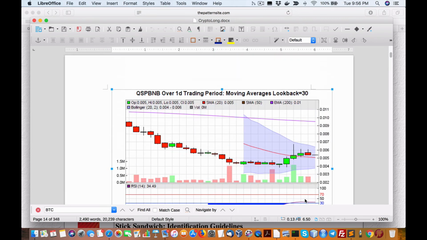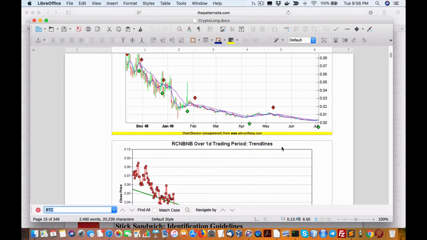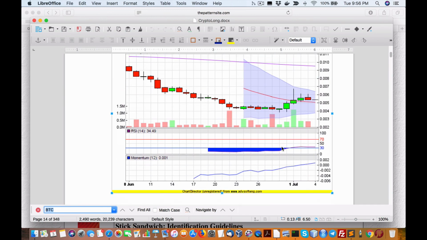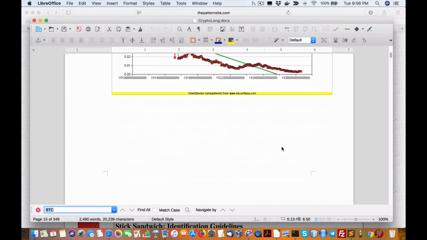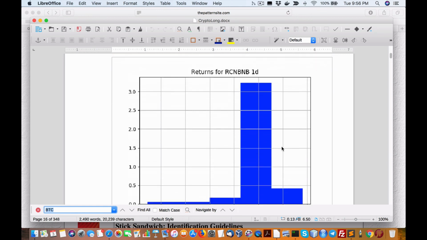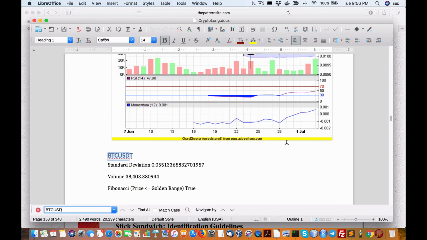So not sure about this one, but let's just take a look. These are the ones that have a more optimal potential based upon the sorting criteria that I talked about in that last video. So let's go over to BTC USD and see what it says.